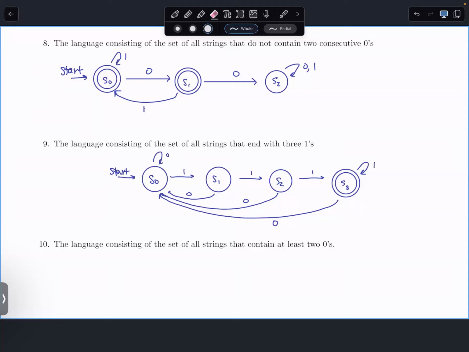So if a 0 pops up, you got to start over and hope that you can get 3 ones in a row. Anytime a 0 pops up, you got to go back to the beginning and see if you can get those 3 ones in a row. Yeah, to end the thing. Yep.